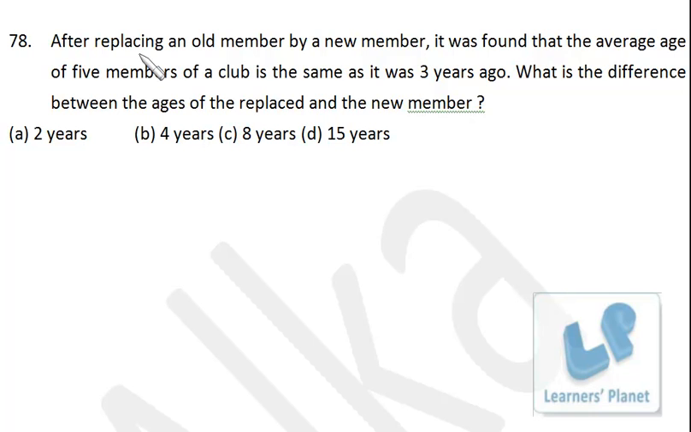Now this question: after replacing an old member by a new member, it was found that the average age of 5 members of a club is same as it was 3 years ago. What is the difference between the ages of the replaced and the new member? Okay, what I do is I assume the average age as of now of the 5 members is X, right? As of now, present average is X. So present total will be 5x, right? X is average and there are 5 members, so present total is 5x.